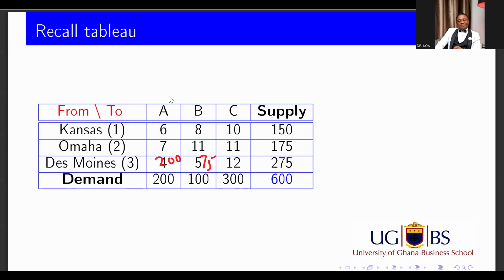You go to the next one, 175 or 150 or whichever one. We are going to now assign it to the lowest cost. What's the next lowest cost? 6. But then 6 has already been filled out. So what will be the next lowest cost? 8, for the B. Good. How much should we assign there?